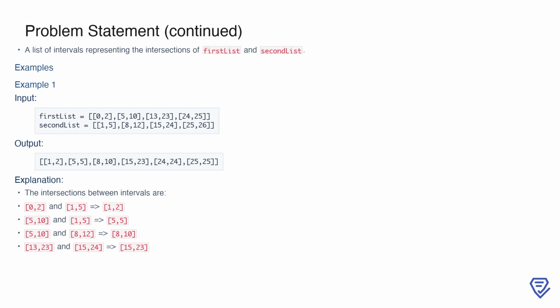Similarly, [5,10] from first list overlaps with [1,5] in second list to give [5,5]. Then, [5,10] also overlaps with [8,12] to produce [8,10]. Continuing this process, [13,23] intersects with [15,24] to give [15,23]. The interval [24,25] intersects with [15,24] and [25,26] to produce [24,24] and [25,25], respectively. This process of finding intersections is repeated for all overlapping intervals.